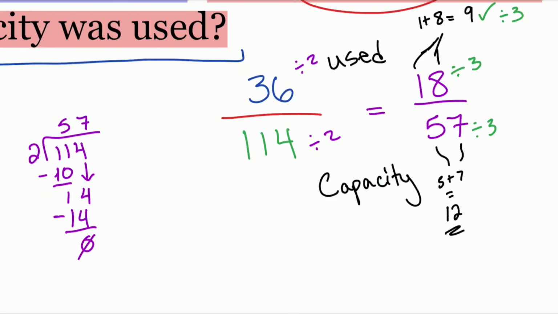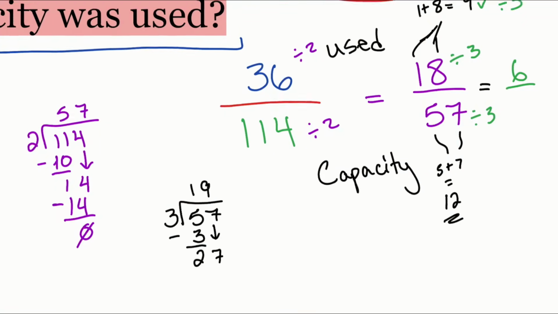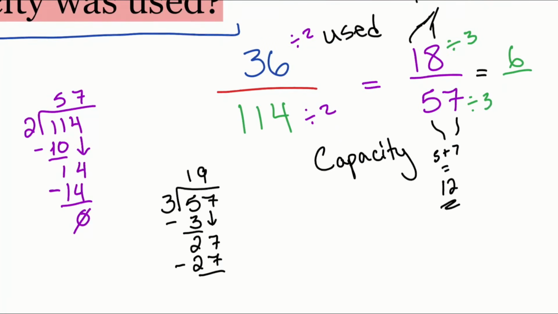But let's go ahead and get this done here. 18 divided by 3, that's going to be 6. And then 57 divided by 3, let's write that out over here and get that done. 3 goes into 5 one time. Subtract the 3 to get 2 left over. Then we drop the 7. 3 goes into 27 9 times. And that's a clean 9, and we're done. So therefore, everybody, the correct answer here is going to be 6 over 19. That is the simplified version of that fraction.